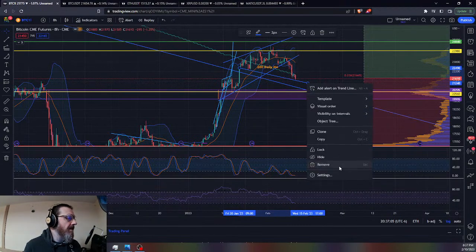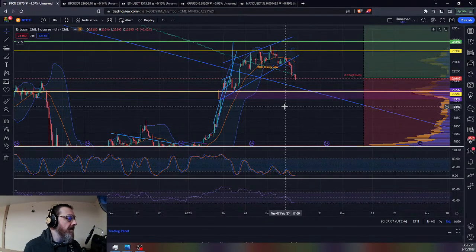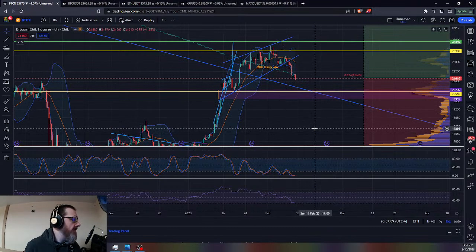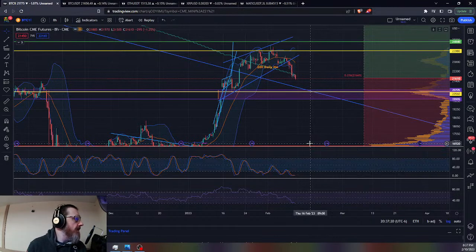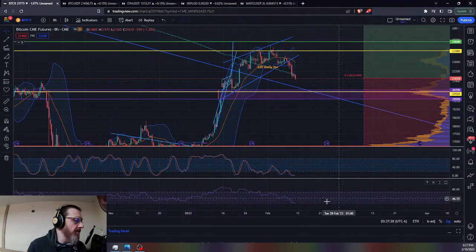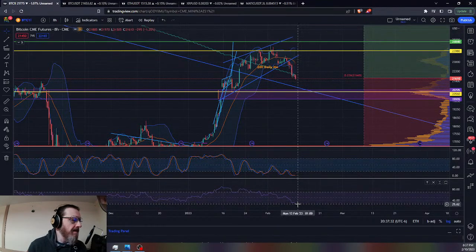So there's always more than one way to skin a cat when it comes to pattern trading, and not everything is right or wrong. Really, it's only right or wrong if it's making or losing you money, right? So this is the 8-hour time frame on the Bitcoin CME futures. We do have the stochastics RSI pinned here. It's pretty much flat between the blue and the red. The RSI is dipped barely into this oversold territory.